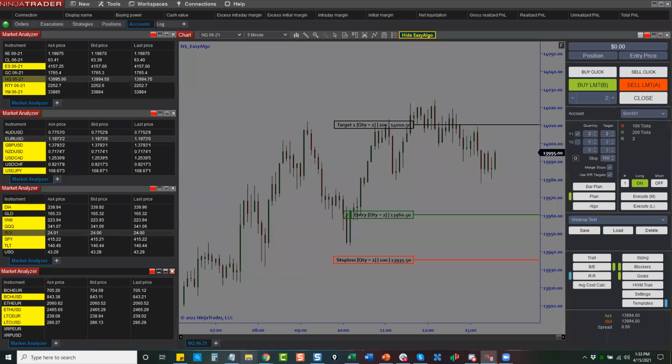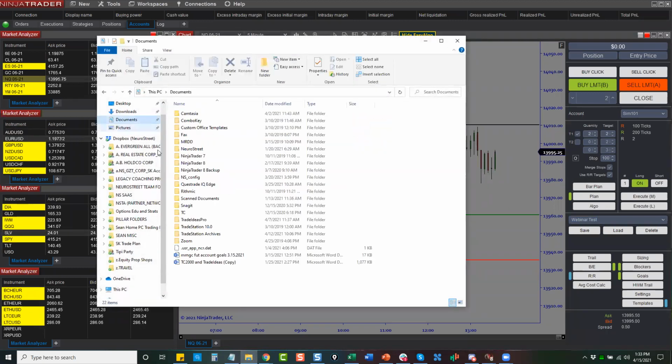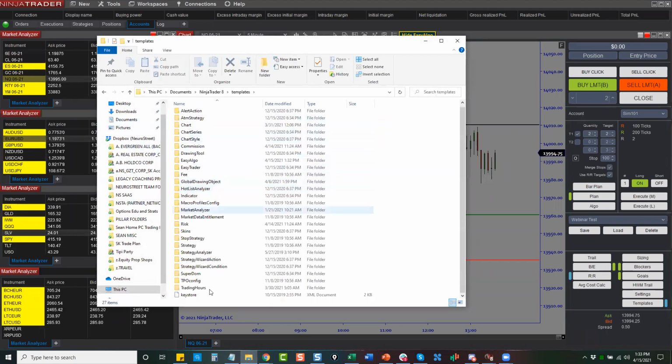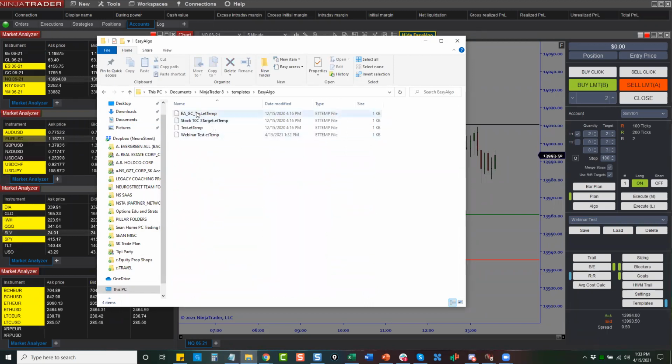It's in the documents folder inside of NinjaTrader. You go into templates, you go into EasyAlgo. Where is it here? EasyTrader, EasyAlgo, right there. There's my templates. You can move them from computer to computer so that you're not having to worry about rebuilding them. If something happens and your system crashes, just make a backup so you're not having to rebuild your templates.